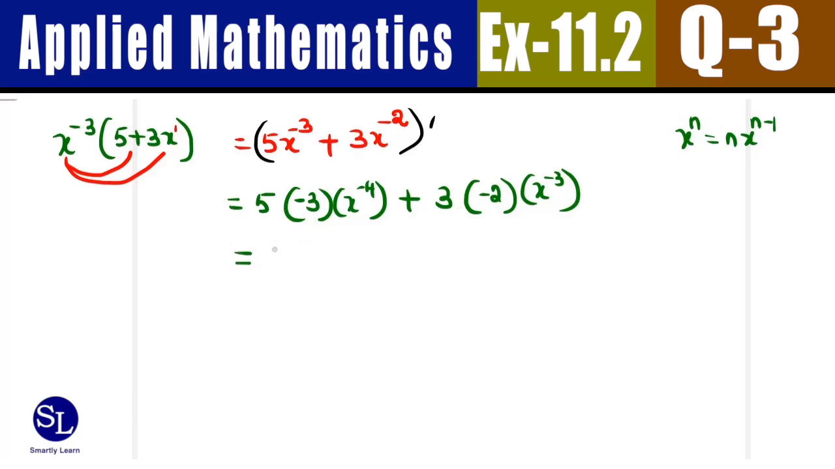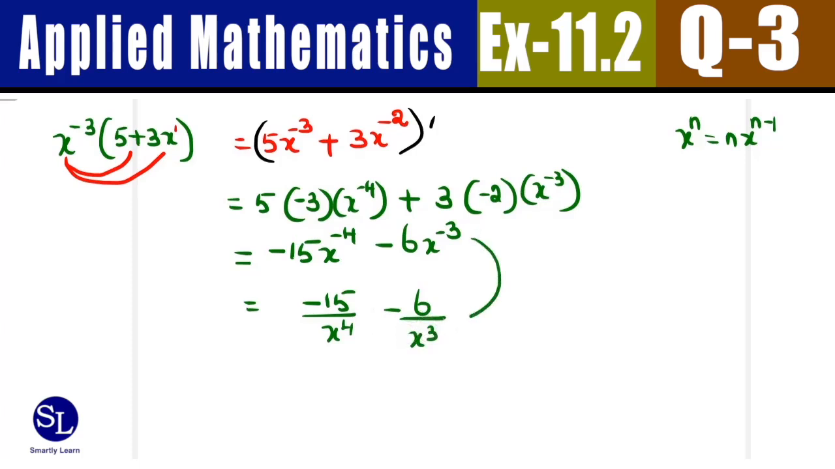Now let's do the term-wise multiplication. So this is minus 15 x power minus 4 minus 6 x power minus 3. This is the answer, or you can write it in fractional style. Minus 15 divided by x power 4 minus 6 divided by x cube. Whichever format you write, that is still fine.